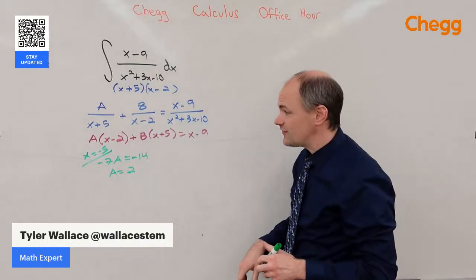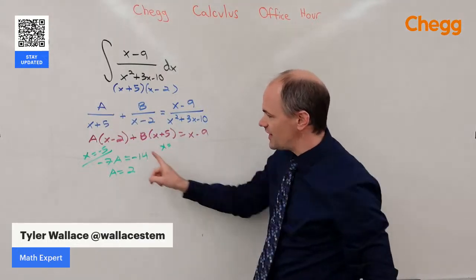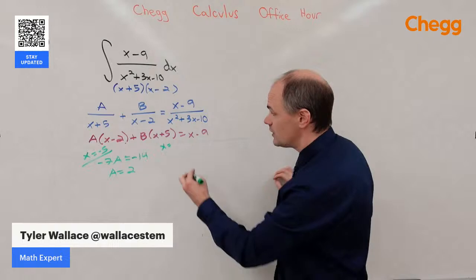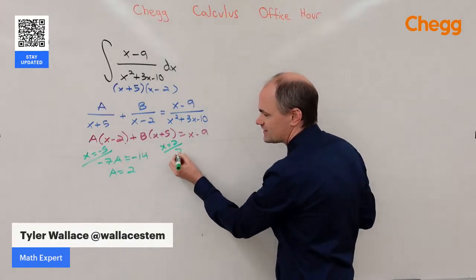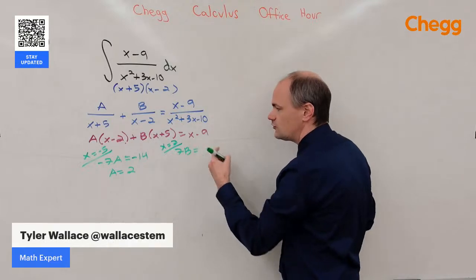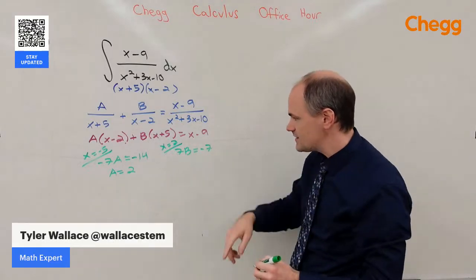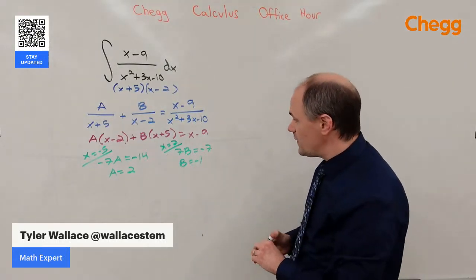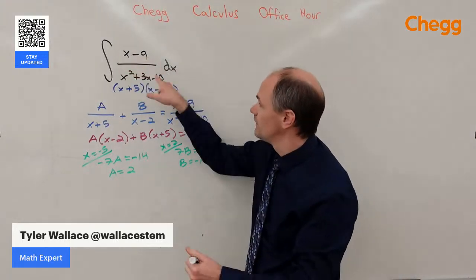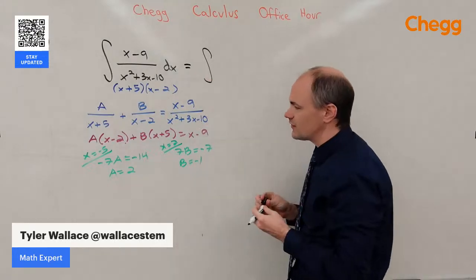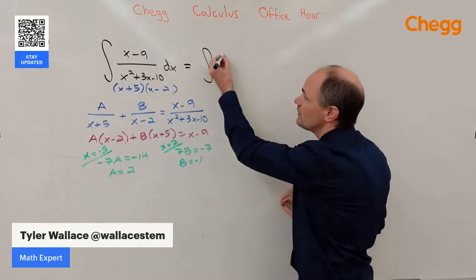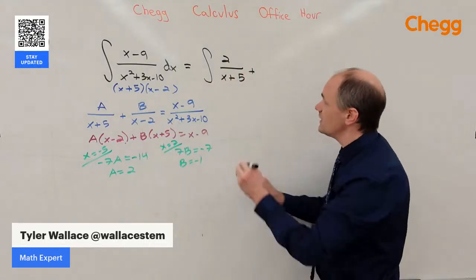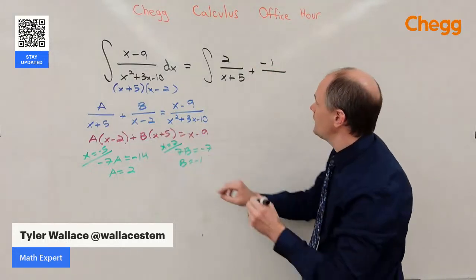We've got our A, still need to find our B, and we'll do that with much the same strategy, because if x is equal to 2, 2 minus 2 is 0, and this term's going to go away. So if x is equal to 2, we get 2 plus 5 is 7, B equals 2 minus 9, which is negative 7. Divide both sides by 7, B is equal to negative 1. So now we can rewrite our integral as another equivalent integral that's going to be easy to solve, with the A of 2 over the x plus 5 plus B, which is negative 1, over the x minus 2.